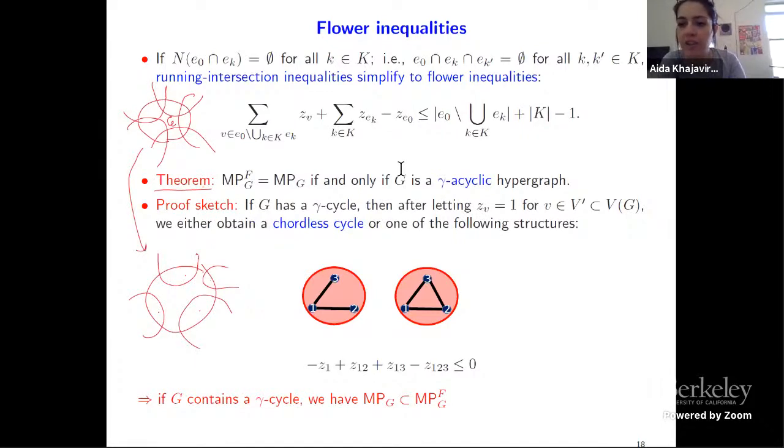then after fixing some nodes to 1, I will obtain a structure which is either a cordless cycle or one of these guys. And then that hypergraph is easy enough that you can tell the flower relaxation is not the convex hull for it. And the way you do it, you just find the valid inequality that is not implied by that relaxation. So this is one direction.